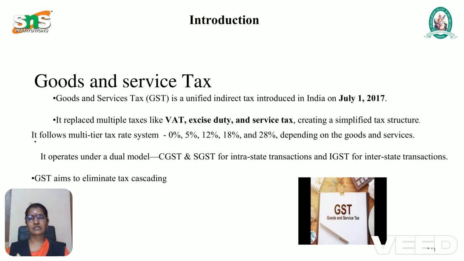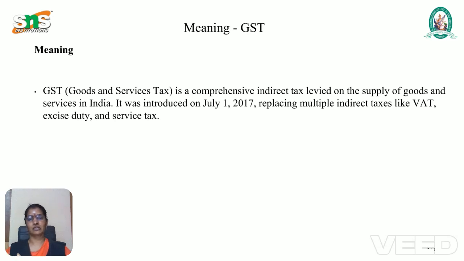Next, GST aims to eliminate tax cascading. Cascading is when tax is paid over tax, and that tax burden will be reduced by implementing GST. Next, what do we mean by GST? Goods and Service Tax is a comprehensive indirect tax levied on the supply of goods and services in India. It was introduced in 2017, replacing multiple indirect taxes like VAT, excise duty and service tax.